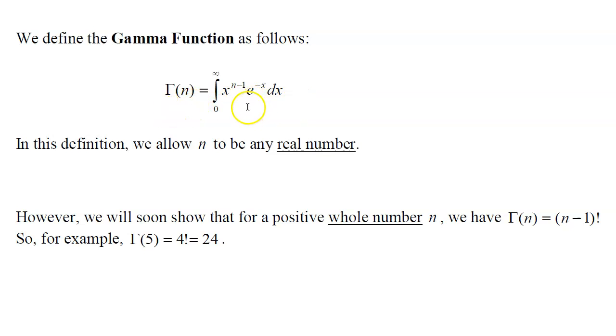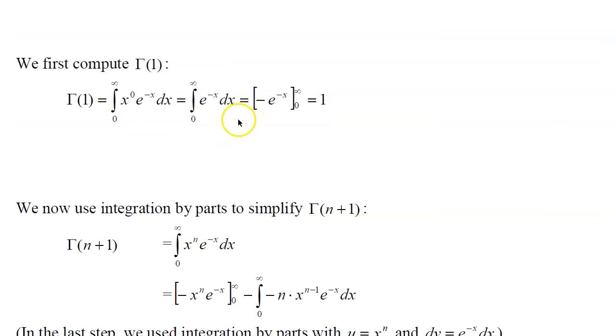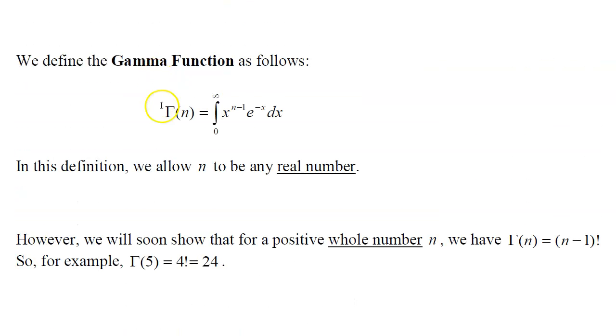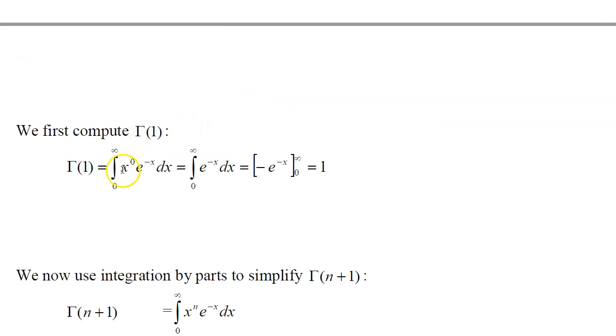Okay, so it's kind of a strange definition, but let's use this definition to first of all compute what gamma of 1 is. Now go back and look at our definition. Gamma of n is this. So gamma of 1, if we plug in 1 for n, this would be x to the 0 power, and that's really just 1. So it's really the integral from 0 to infinity of e to the minus x dx. That's what gamma of 1 would be, right? Okay, we plug it in, x to the 0 power is just 1.